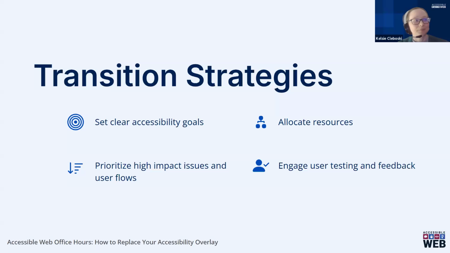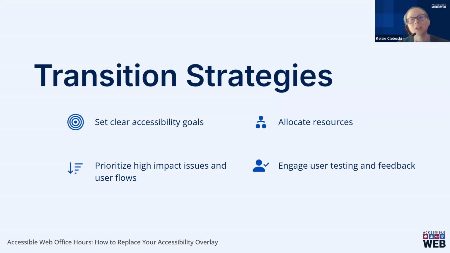making sure that enough resources are being allocated to get the issues addressed. Prioritize high impact issues and user flows. This may depend on the type of website that you're working on, but for example, on an e-commerce website, a really high priority user flow might be shopping for a product, adding it to your cart, and checking out. So that would be a great set of screens or a great set of user actions to focus on addressing those accessibility issues first, and then working on to other areas of the website to address issues there.